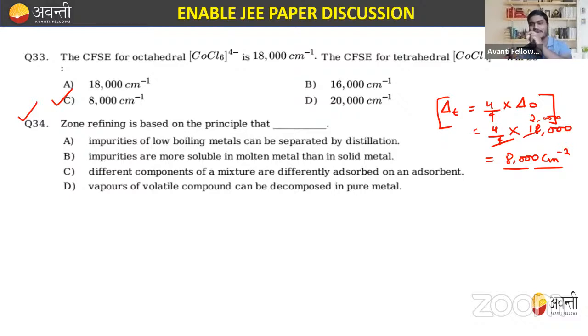कि किसी चीज को इम्प्योरिटी आर अरेंज इन अ वन साइड, इकट्ठा कर लो इम्प्योरिटी को एक साइड पर, वहां से उसको कट करके अलग ही कर दो उस पार्ट को। तो इस तरीके से पूरा रिफाइनिंग काम करता है। तो बेसिकली व्हाट इज द जोन रिफाइनिंग?